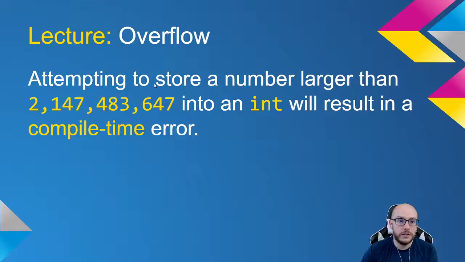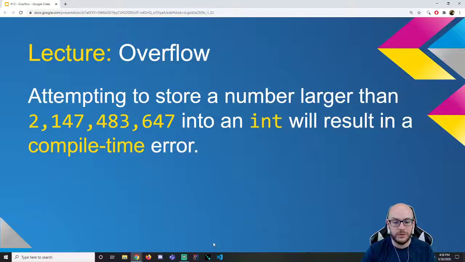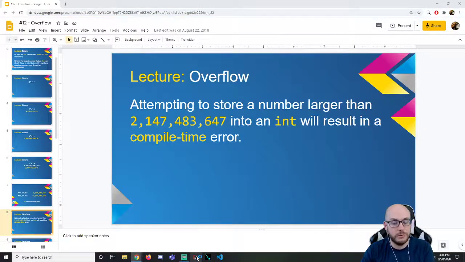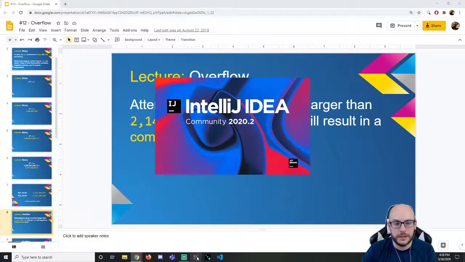Okay, so there's something interesting that happens. If you attempt to store a number larger than this into an integer, we're going to get a compile time error. If I try to create an integer with this number plus 1, 2.1 billion, and so on, 648, it's just not going to fit. Why don't I actually show that now? We'll open up IntelliJ, create some new little project, and kind of poke around.